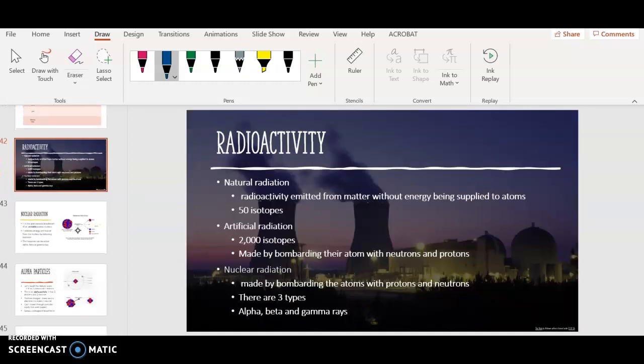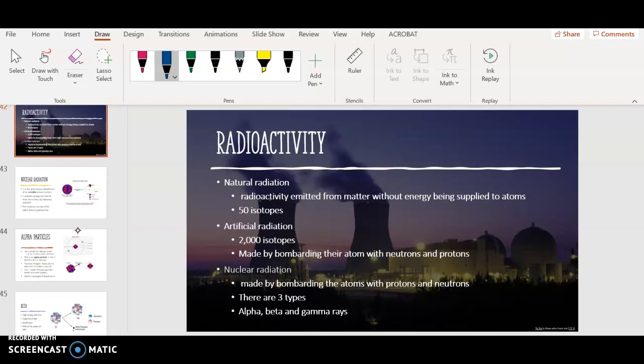Alright, so we're going to continue. There are a lot of types of radioactivity out there. Natural radiation is radioactivity emitted from matter without energy being supplied to atoms. So there isn't any energy given, it's just naturally happening. Artificial radiation is made by bombarding the atom with neutrons and protons. So there's obviously some kind of change happening. And nuclear radiation, same thing, is made by bombarding the atom with protons and neutrons. And there are three types of nuclear radiation: alpha, beta, and gamma. And these three things you need to be aware of.